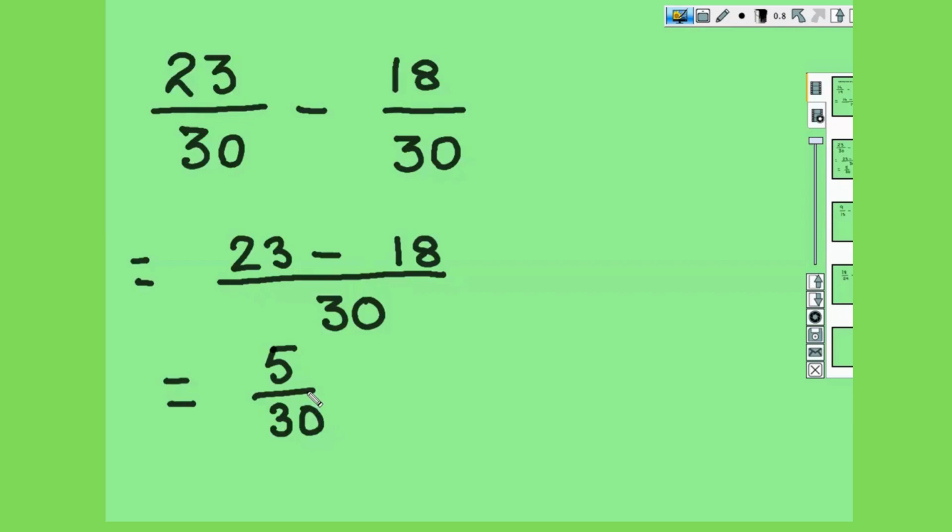Now this can be reduced. 5 out of 30 can be reduced into a simpler form. How do I do it? If you take a number which can divide both the numerator and the denominator, we can divide by it, so we can reduce it. Suppose I take 5 divided by 5 over here, and 30 also needs to be divided by 5. That means we reduce 5 upon 30 by the same number, which is 5. So 5 divided by 5 is 1, and 30 divided by 5 would be 6. So this sum is done.